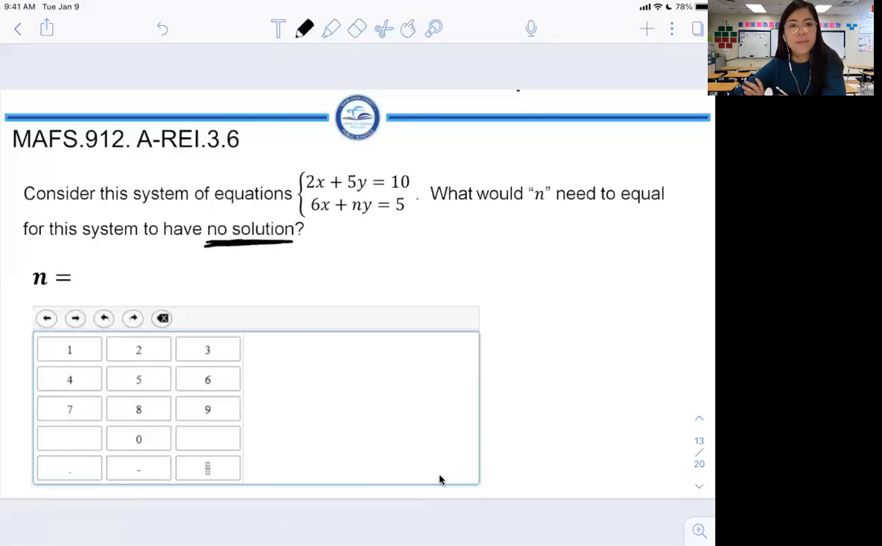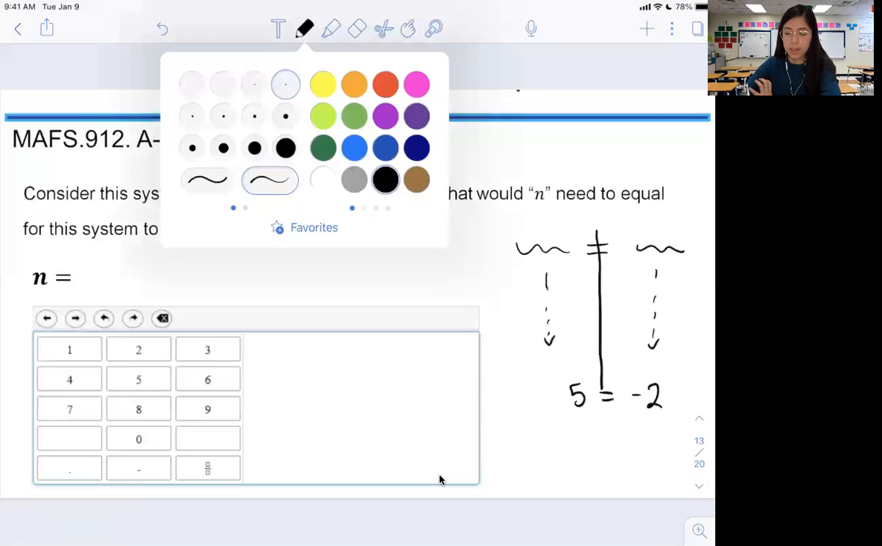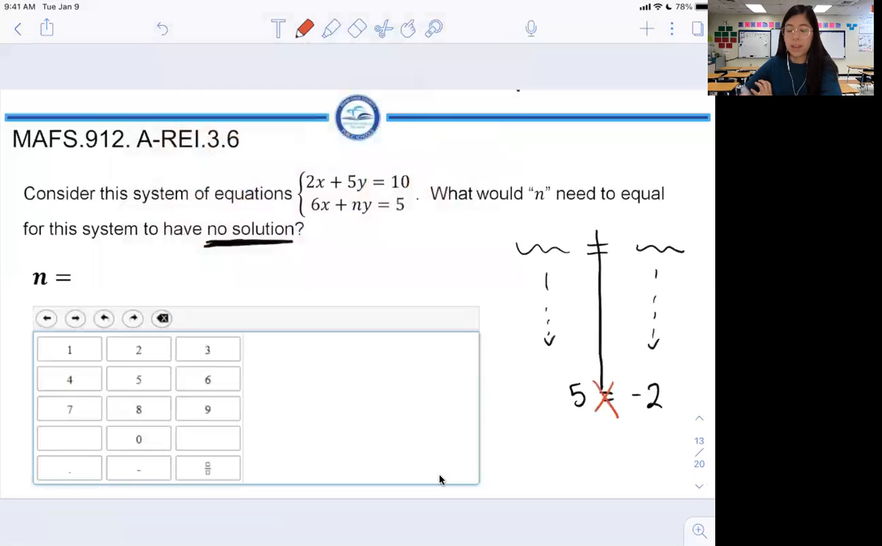All right, back to this. So we need this to have no solution. And let's remember, when you're solving a system of equations, you have an equal sign, some stuff on the left, some stuff on the right, and then you do some steps, and you end up with something like 5 equals -2. That's when you would have no solution. What that means is that they don't equal one another.